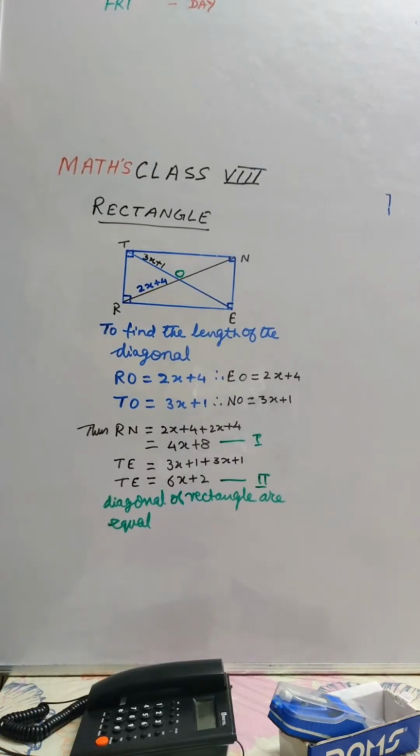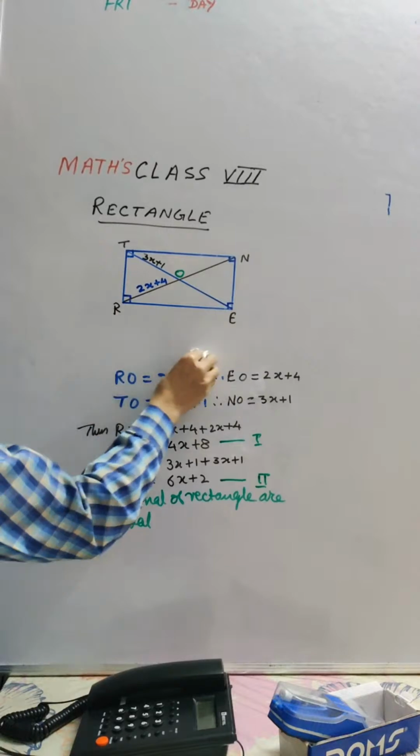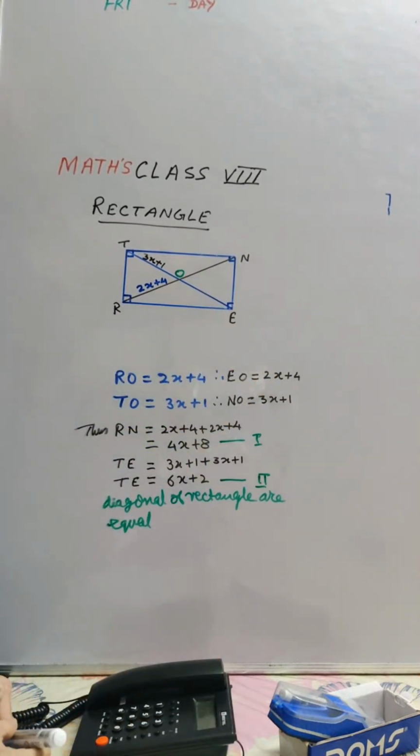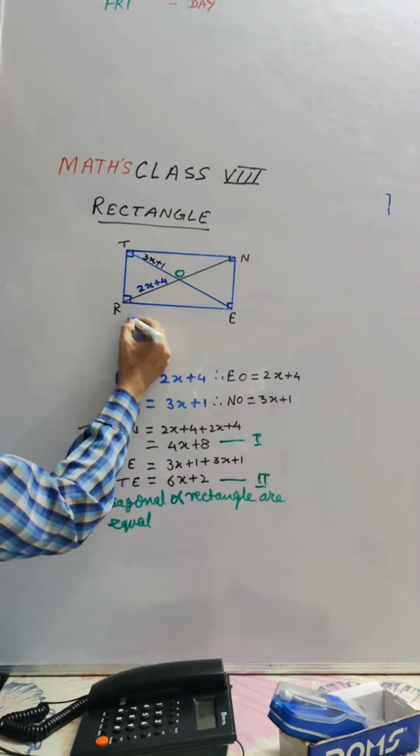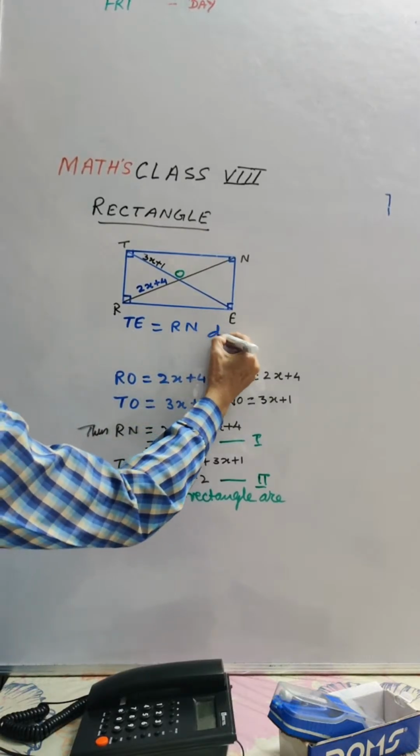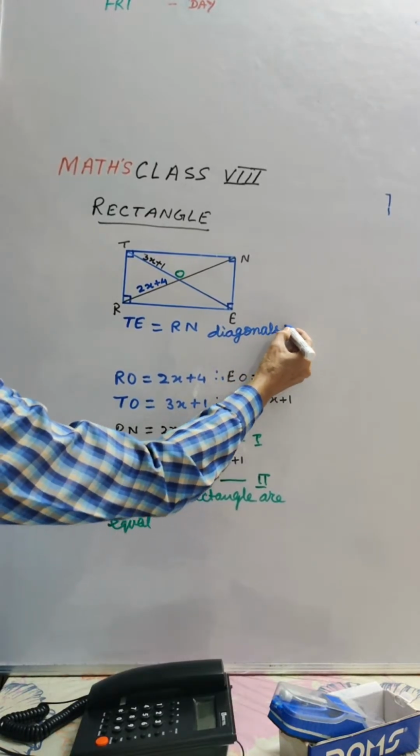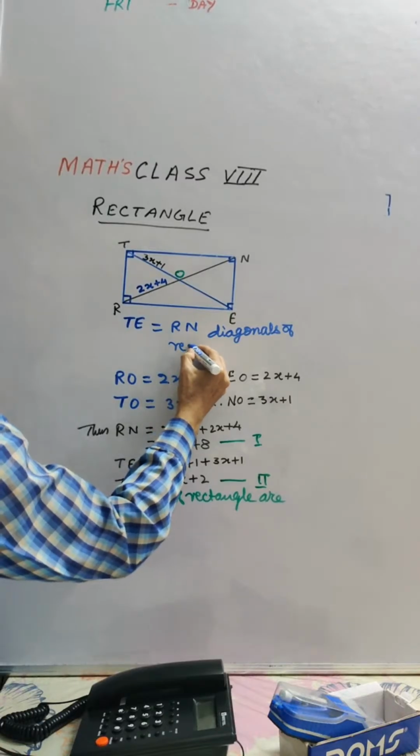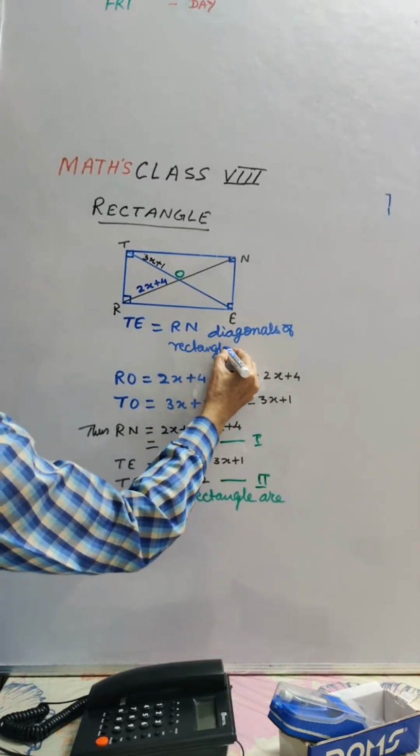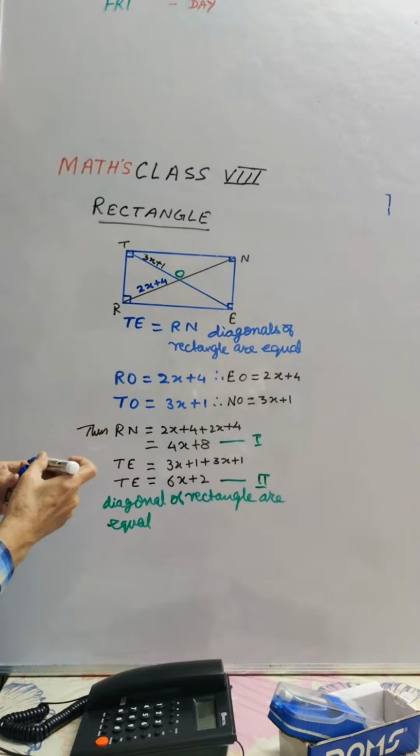Now comparing, first and second are equal. TE is equal to RN. Diagonals of a rectangle are equal.